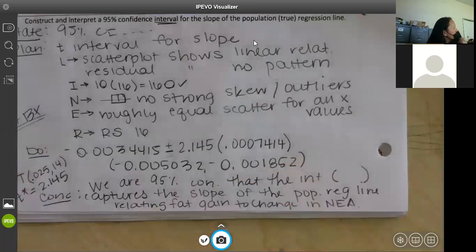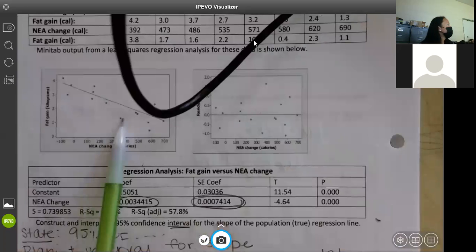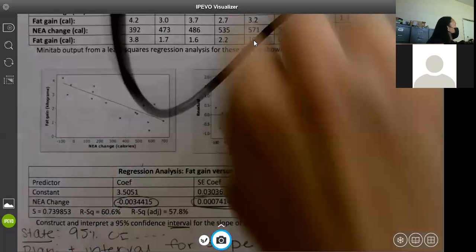Check your signs on these to make sure that you did it right. One way that you can do that is to look at our interval. What kind of numbers do I have in my interval? Negative. What was this relationship? Negative. If you came up with positive, you know you did something wrong. So make sure you check that.